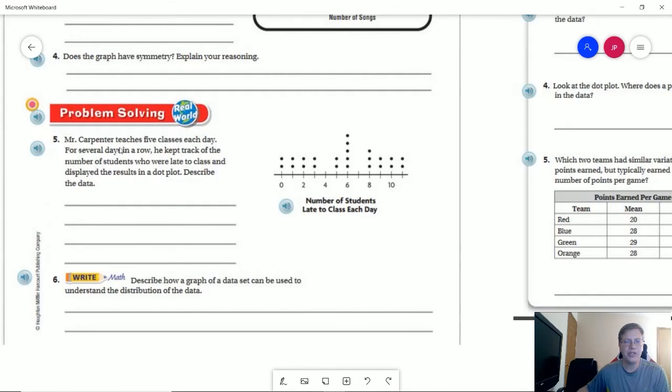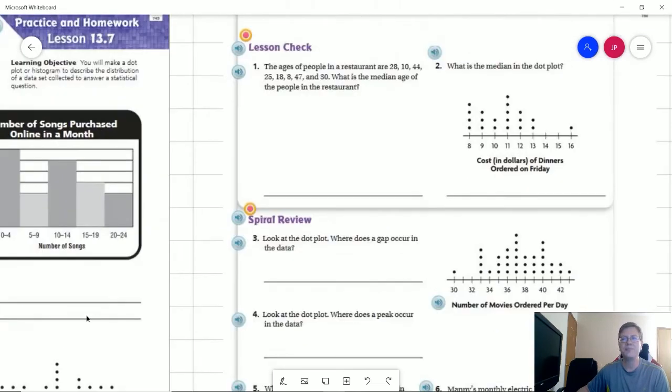For number 5, we are looking at our dot plot, and we want to go ahead and talk about the results. So we are going to be looking for peaks, we're going to be looking for gaps, and we are going to be looking for clusters when we talk about that particular thing. For number 6, describe how a graph can be used to understand the distribution of data. So you could take a look at the same kind of questions we would answer to describe number 5. You could also talk about measures of center and variability with that.